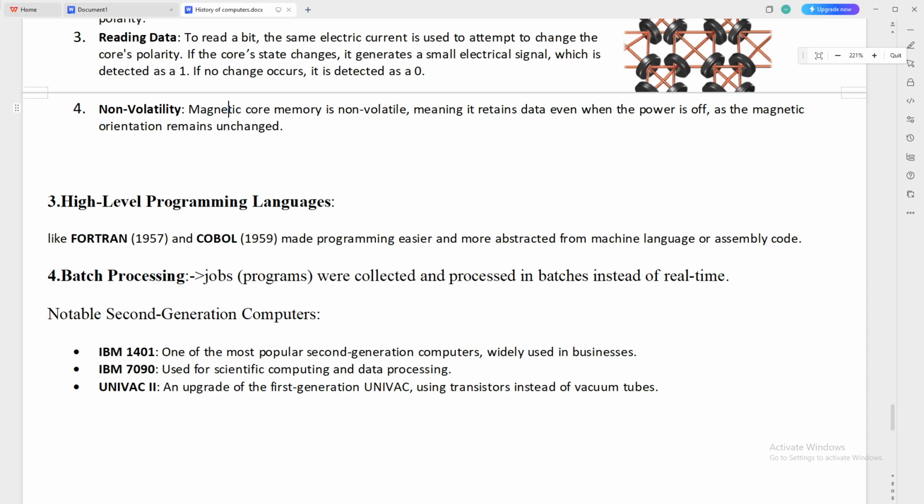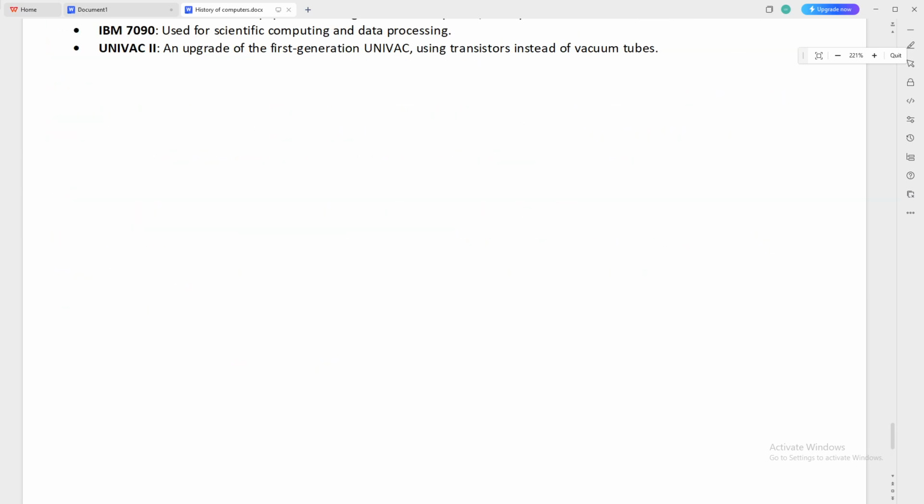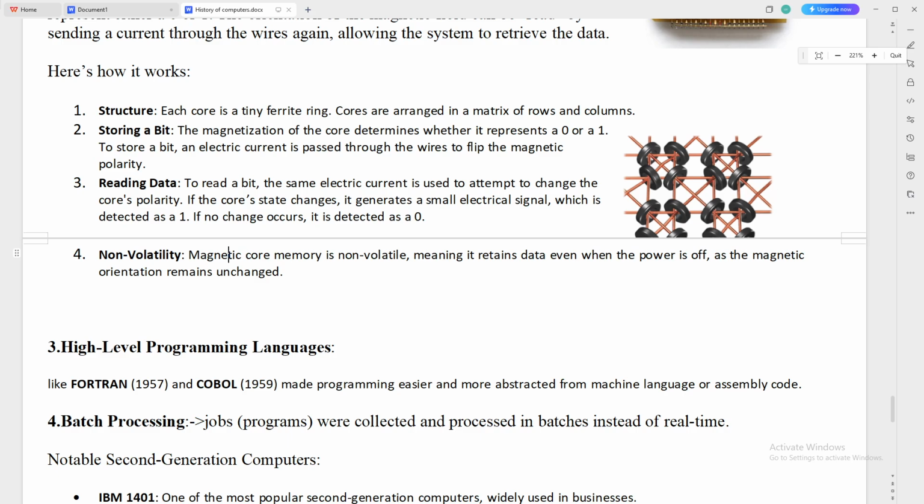So the notable second generation computers are: first, the IBM 1401, one of the most popular second generation computers, widely used in businesses. Second, the IBM 7090, used for scientific computing and data processing. Third, the UNIVAC II, an upgrade of the first generation UNIVAC, using transistors instead of vacuum tubes. So these are some first and second generation computers.